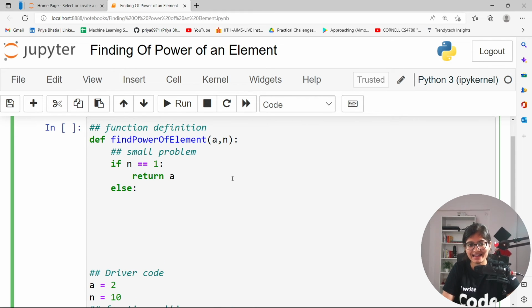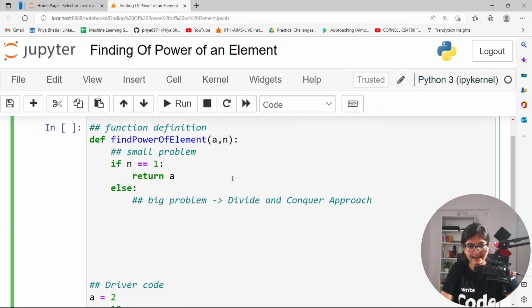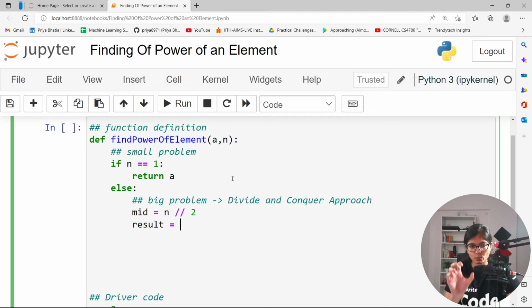Otherwise, in the else part, we are now dealing with a big problem. In the big problem, what are we supposed to do? We are supposed to apply the divide and conquer approach here, right? So at this point of time, I will try to find out the value of the mid, which is equal to n by 2 here. And after that, I will take the result variable where my result will be stored, where I will call the same function again.